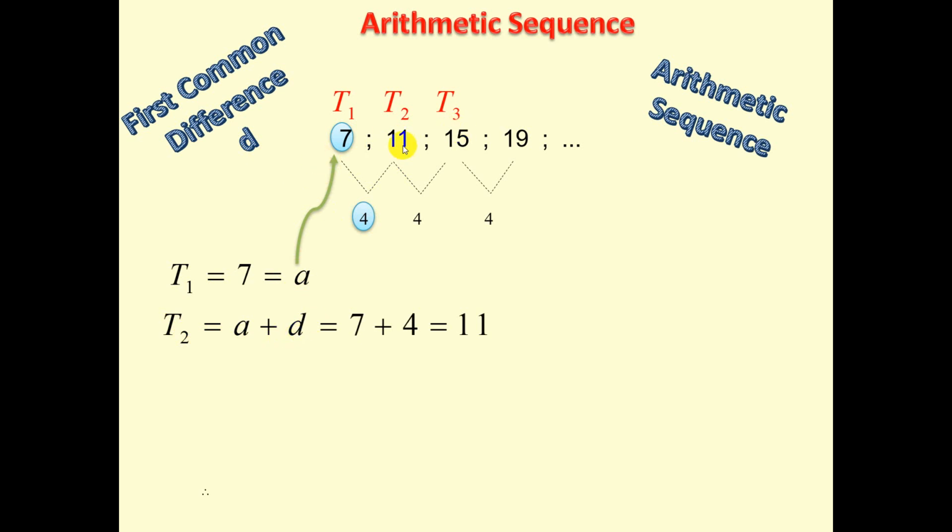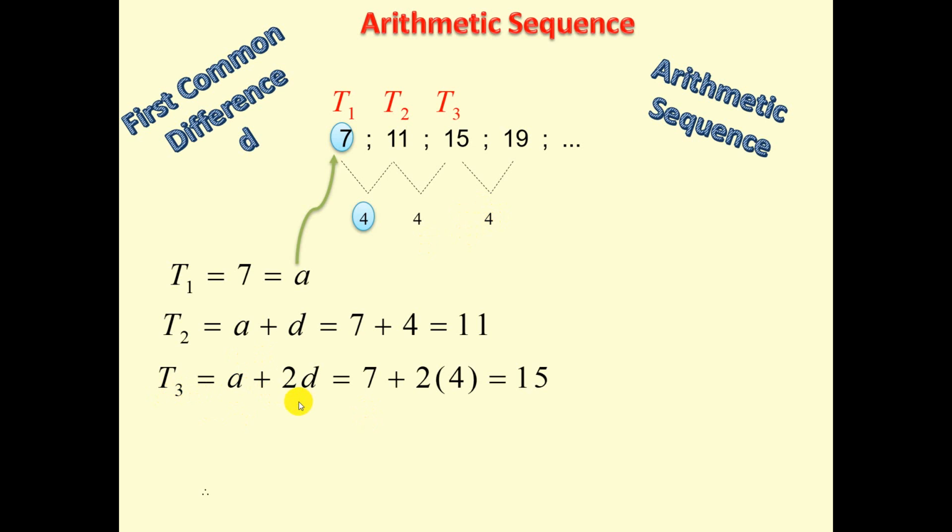To find term 3, we're going to add 7, which is A, plus D plus D. In other words, we're adding 2 Ds. So term 3 is equal to A plus 2D. And you can see that works out: 7 plus 2 into 4 gives you 15. To find term 4, it will be A plus 3D.